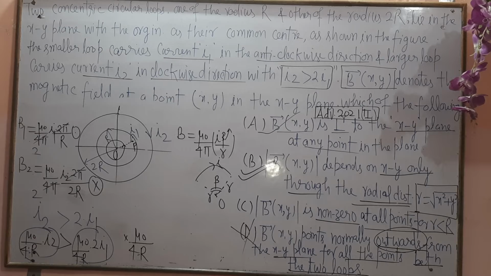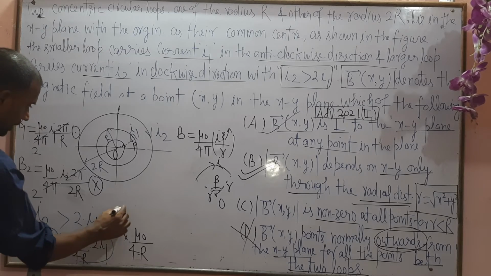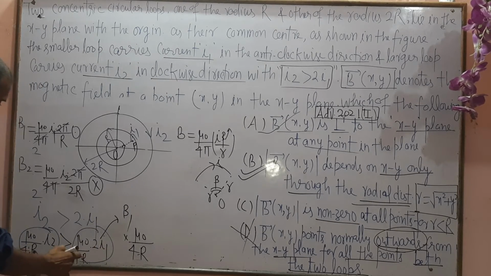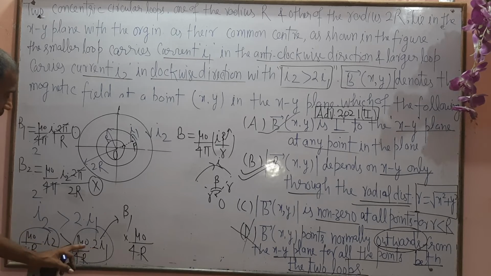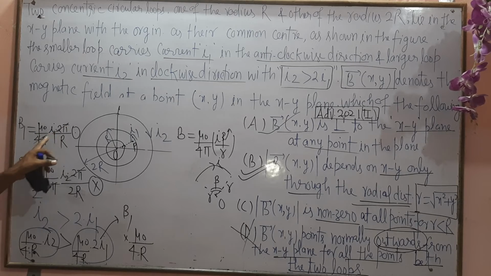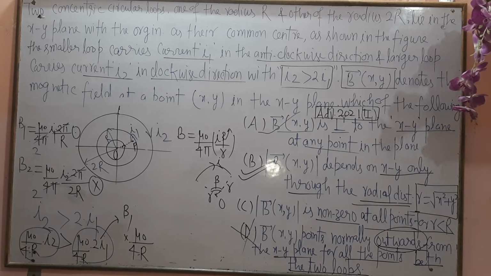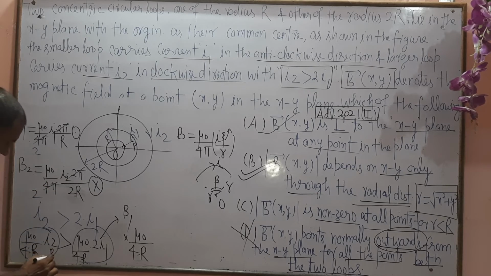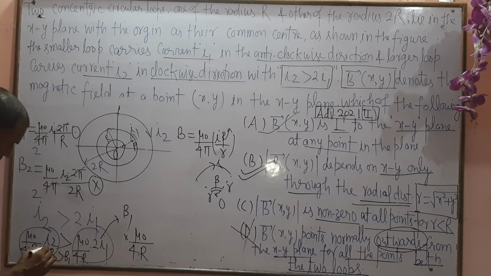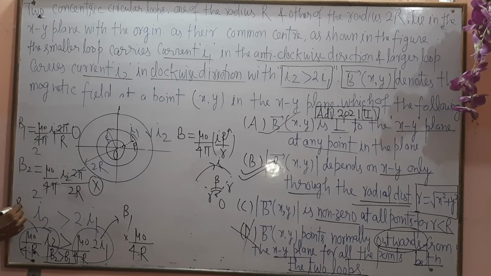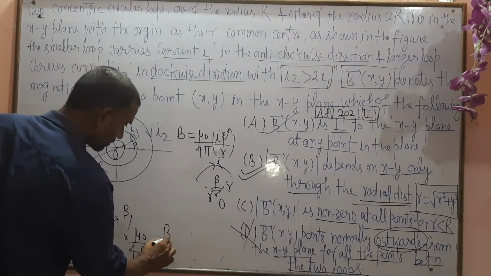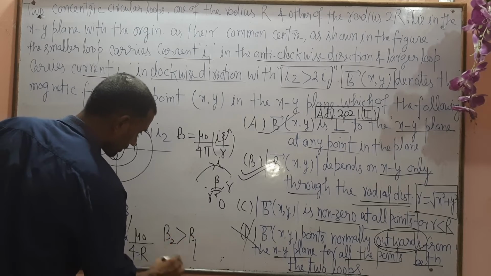So this value is B1. The 2 and 4 cancel, so this is mu naught I1 by 2r. And this will be mu naught I2 by 4r. So this is B2 and this is B1. So B2 is greater than B1. This implies that we can say B2 is greater than B1.